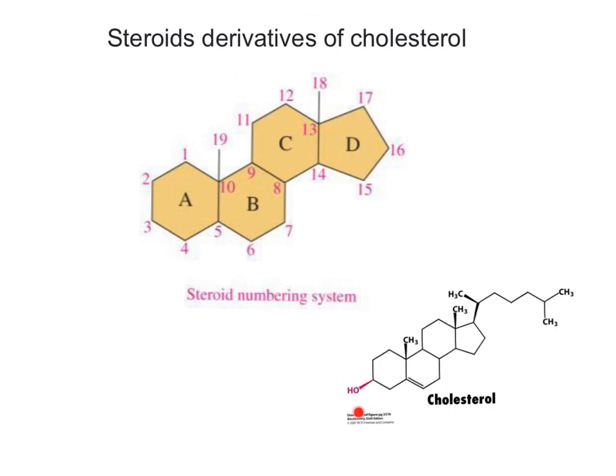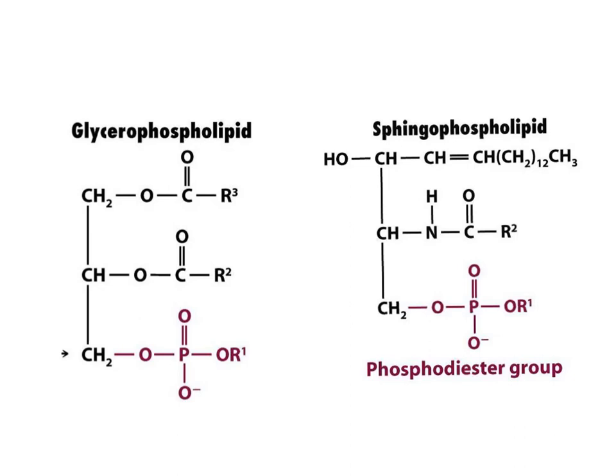Because cholesterol has a hydrophilic hydroxyl group and a hydrophobic part, it is found in animal membranes. These complex lipids that contain phosphate groups will be discussed in a separate video in the discussion of membranes.